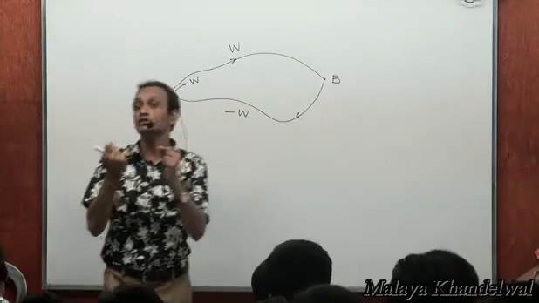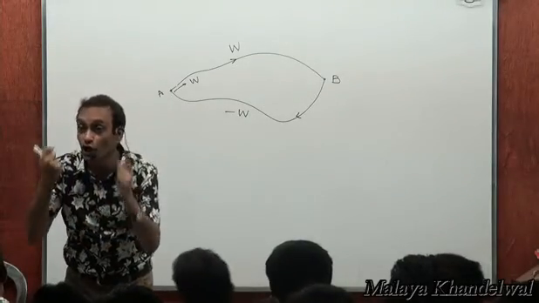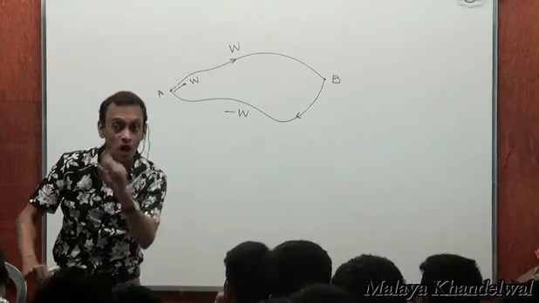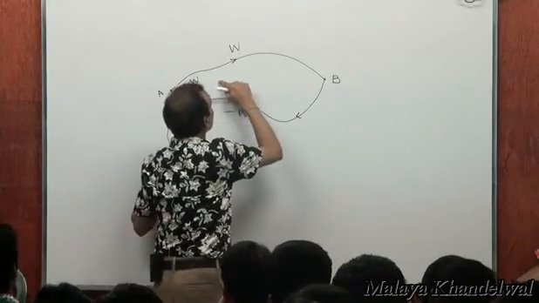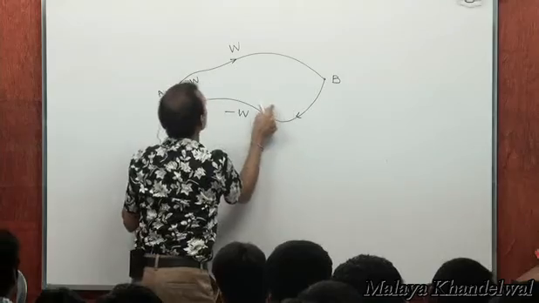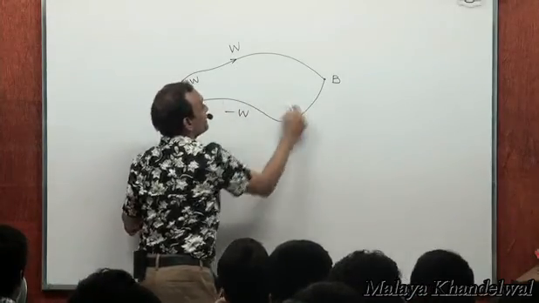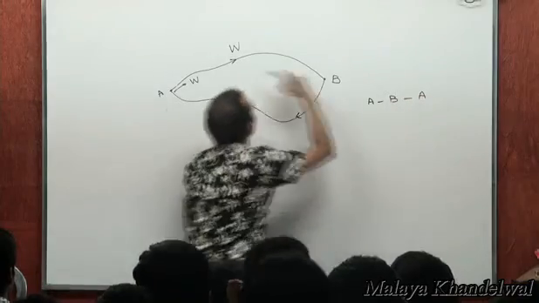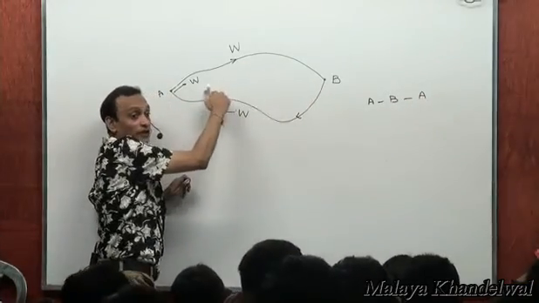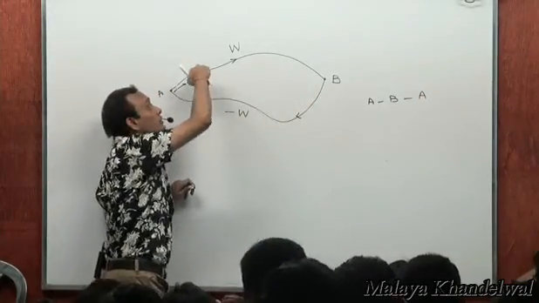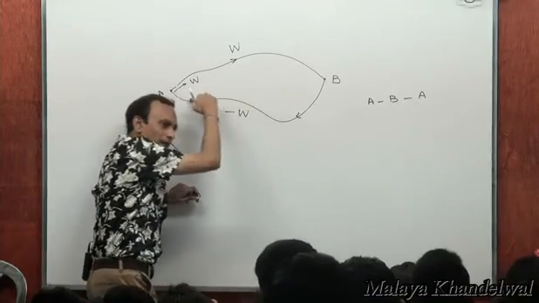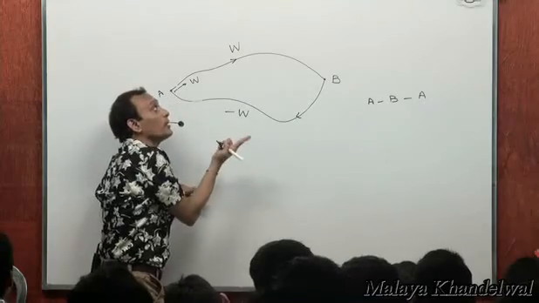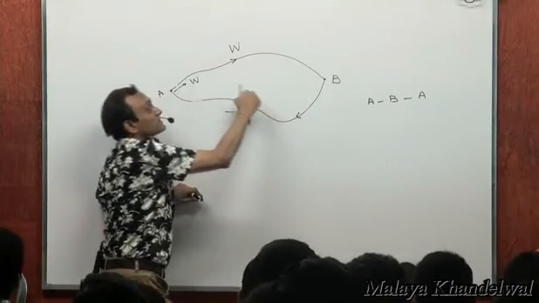if I had to imagine a test particle in a conservative field being transported along a closed loop, right? This is ABA, which is a closed loop. A to B to A is a closed loop, yes or no? If I had to imagine a particle being transported from A to B and back to A in a closed path, in a closed loop, then what's the total amount of work done? 0. W plus minus W.